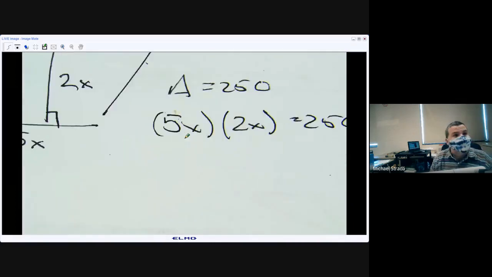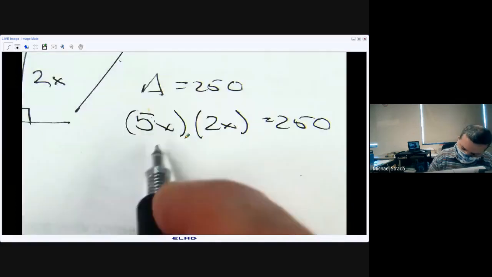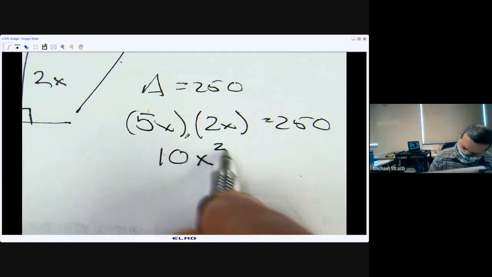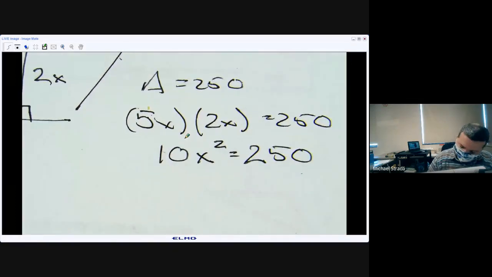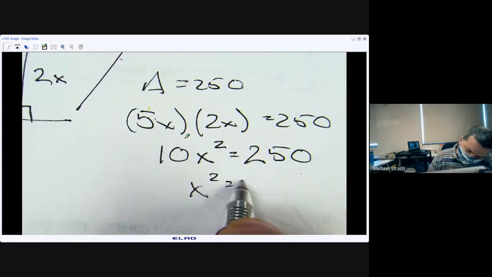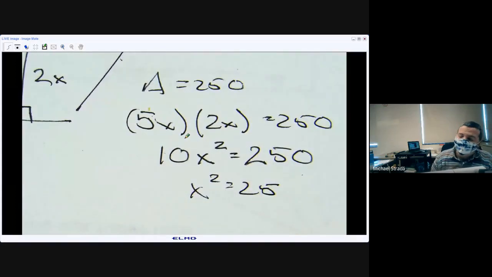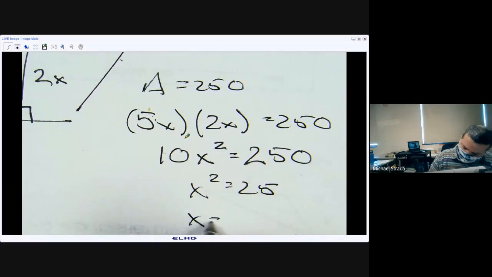5 times 2, of course, gives me, lucky number, 10. x times x gives me x squared. How do I get rid of a multiplication by 10? So x squared equals 25. How do I undo the square? Square root of 25 is?